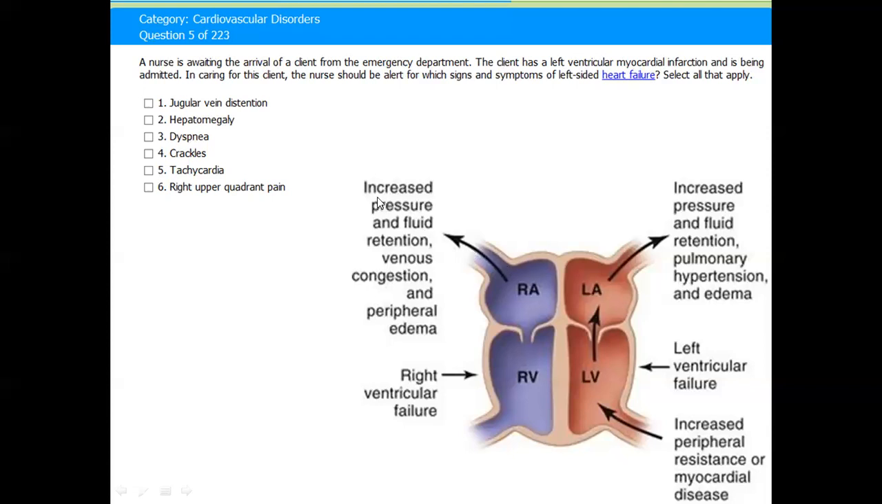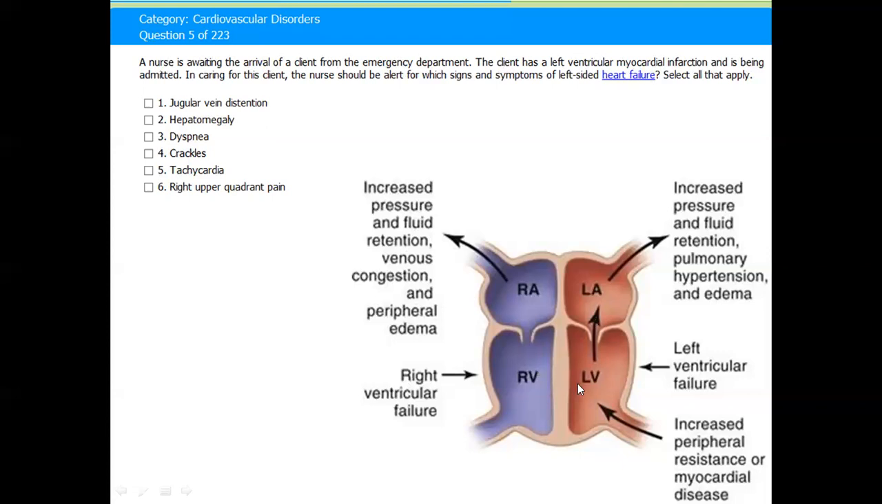The patient develops hepatomegaly, right? And the patient develops jugular vein distension. The patient develops right upper quadrant pain because of increased pressure and fluid retention on the right side, venous congestion to the right side, and also peripheral edema develops, like edema in the abdomen and edema in the legs, because of right side heart failure.